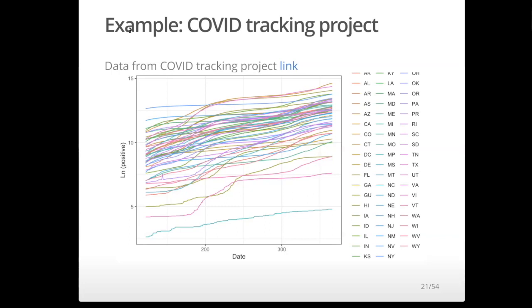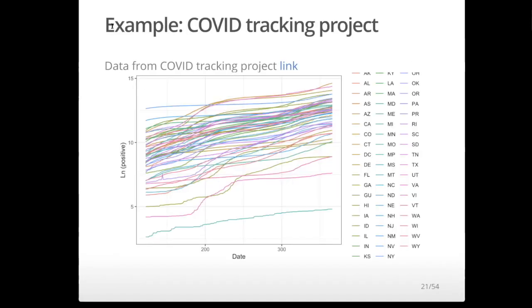So this is the data from the COVID tracking project. I've included it in the folder, and I'll make sure it's linked on the web page for the class. There are a number of ways to plot this, but this is essentially the number of positive cases by state as a function of time. And I just filtered this to essentially April 1st of 2020 to the end of last year.